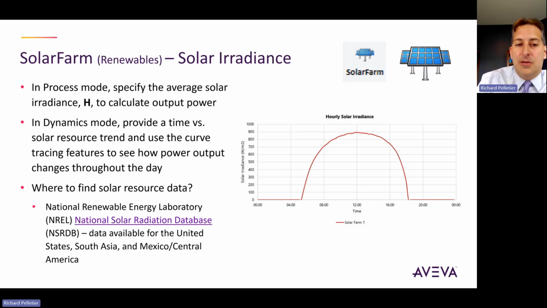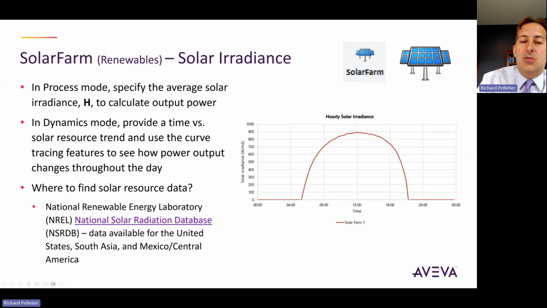But you have the ability to create these graphs. And so just like you did with the velocity graphs in the wind farm, you can create a solar irradiance graph where in process mode, it just uses the average solar irradiance, the H variable.